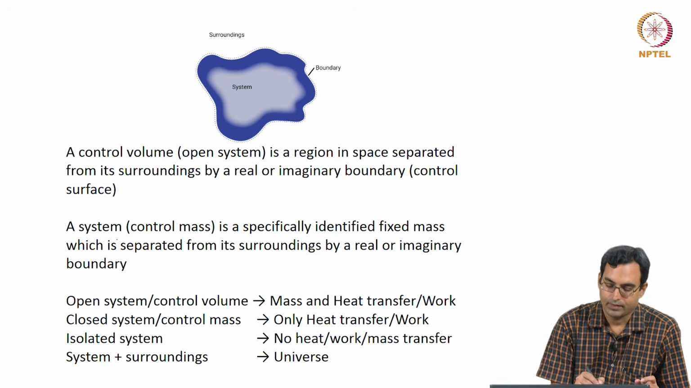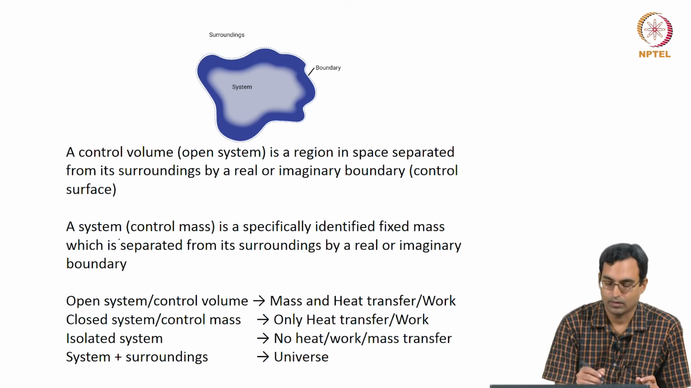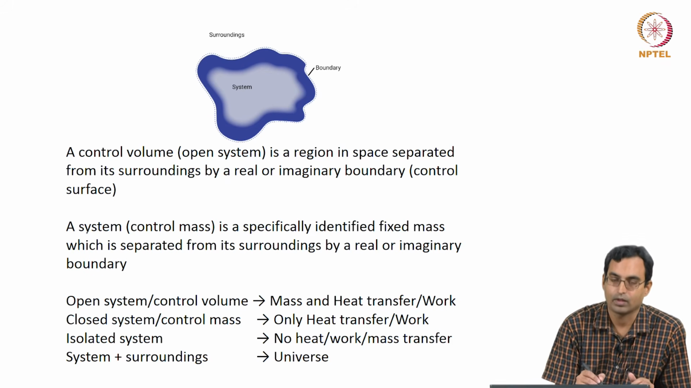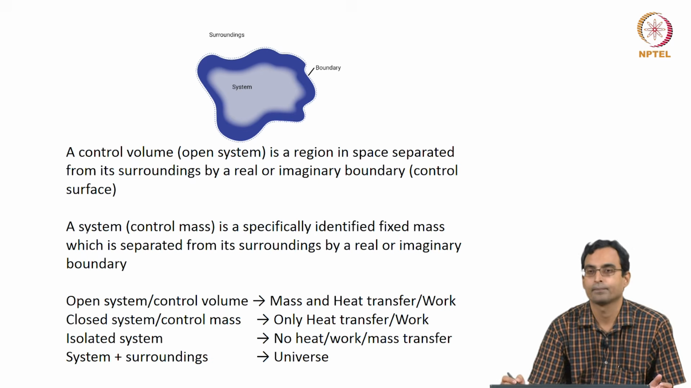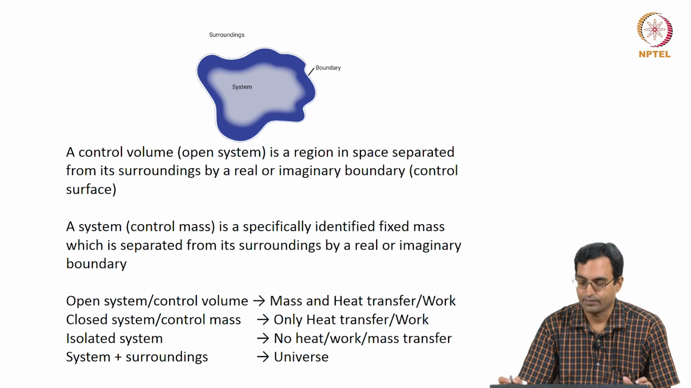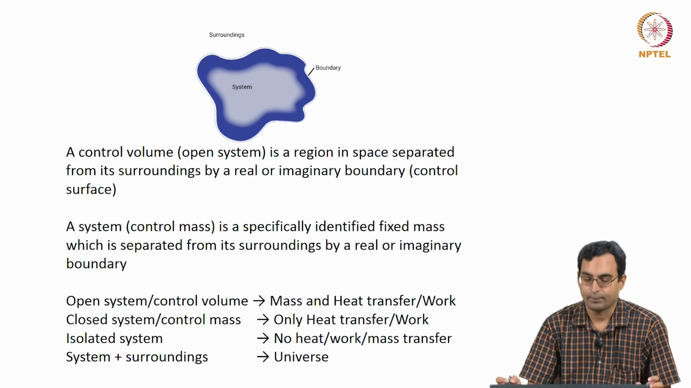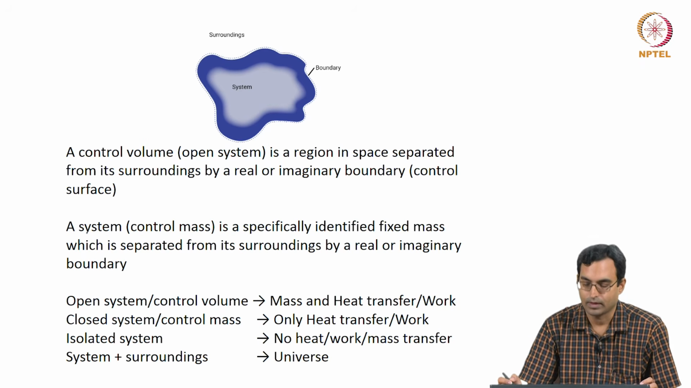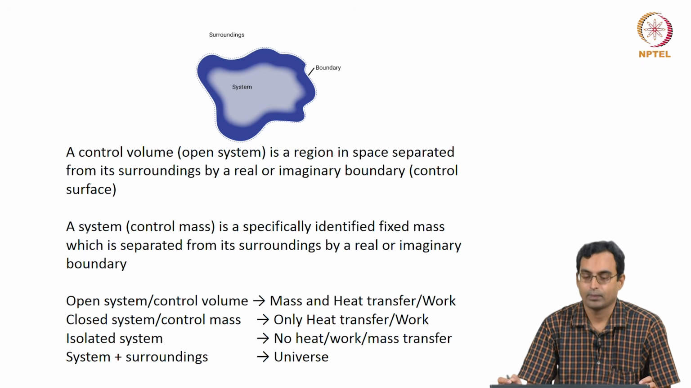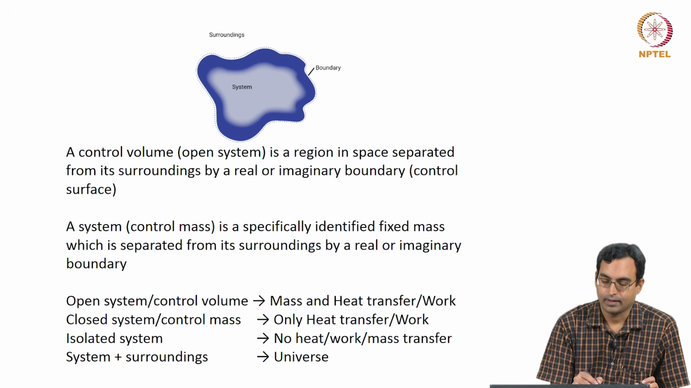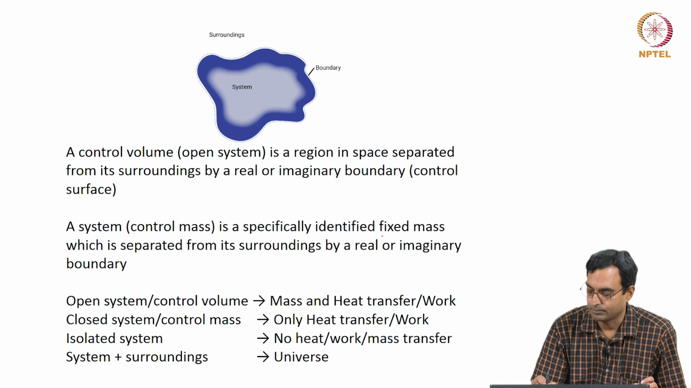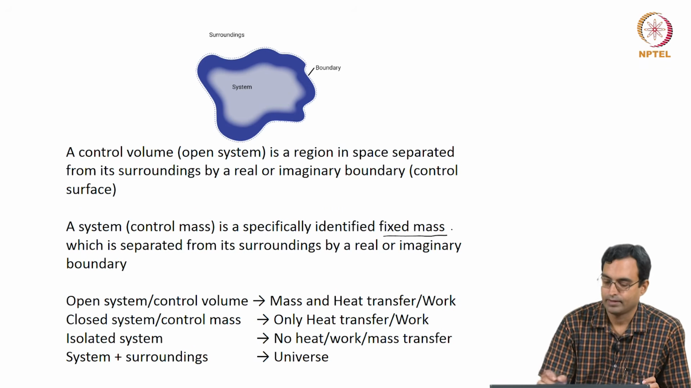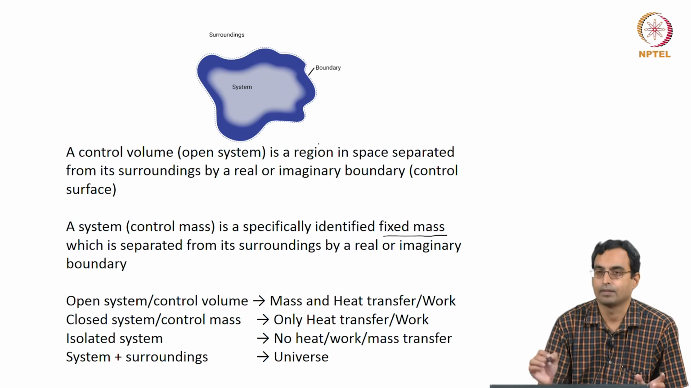We have another definition of a system, which is also often called a closed system or a control mass. This is a specifically identified fixed mass which is separated from its surroundings by a real or imaginary boundary. So, in this case we are talking of a fixed mass. In the other case we are talking of a region in space.